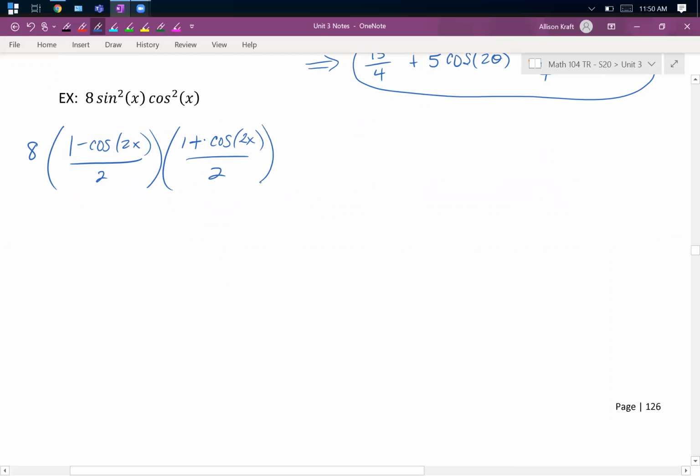All right, so very similar to the previous example, we're going to multiply the numerators together and multiply the denominators together. So maybe a rewrite would be helpful before you actually start multiplying. That's up to you.